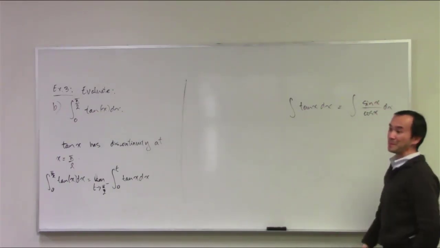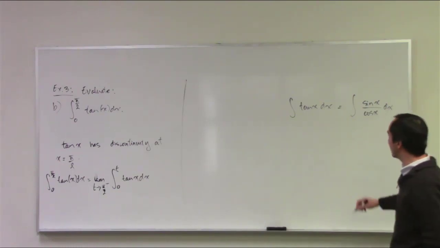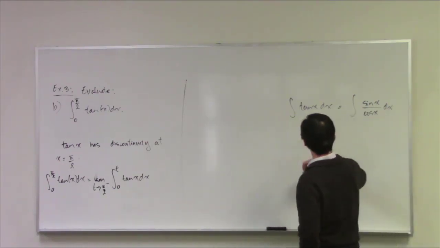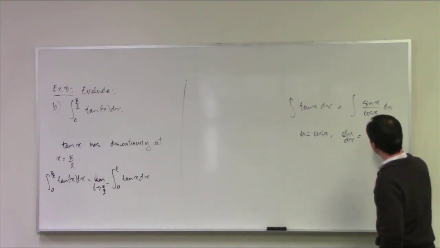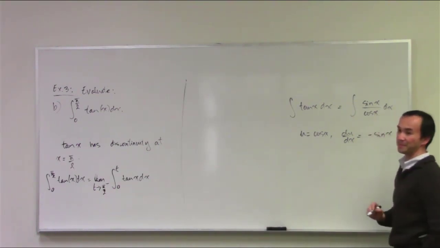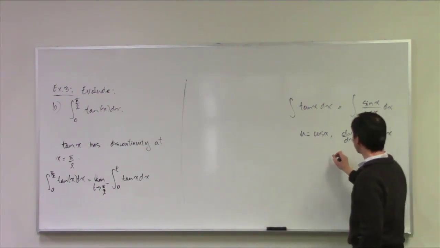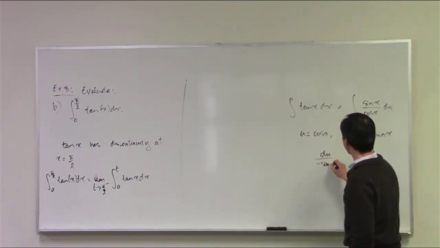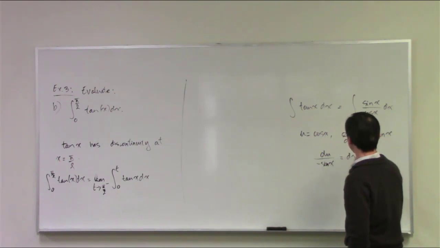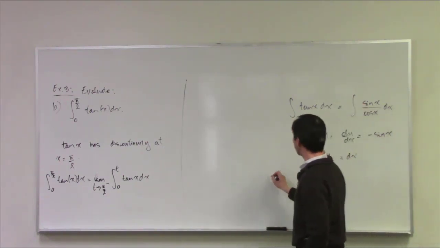Remember that? Okay. And so in that way, I'm going to let u equal the cosine of x, leading to du equals minus sine of x dx. So the original differential, we're looking at du over minus sine of x equals dx here. So we got every substitution that we need. Okay?